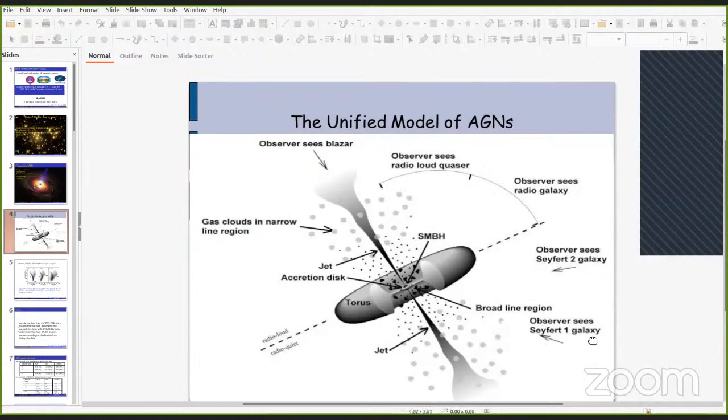Depending on the orientation that we have, we can divide the types of AGNs. For example, the broad line can be seen here, and for radio galaxies, around here, and radio-loud quasars will be around here. So it is very important for us to know the orientation of the AGNs in the galaxies.